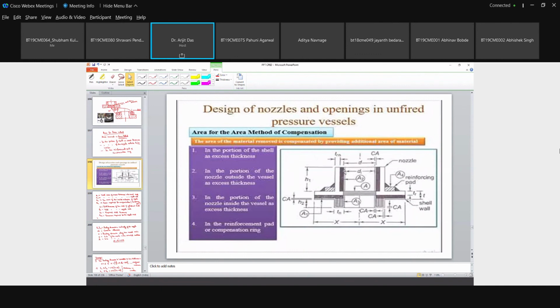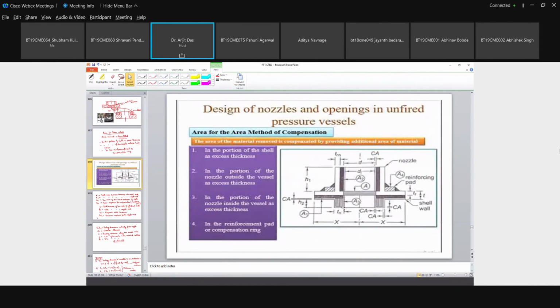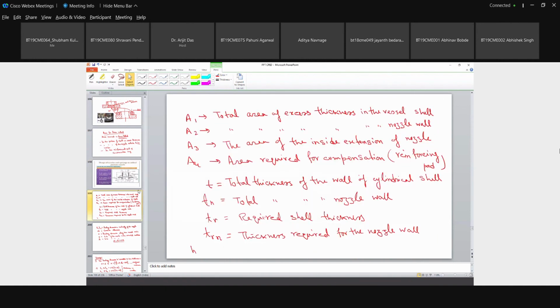And A2 is the excess thickness in the nozzle wall. A3 is the extension of the nozzle at the bottom, inside the vessel. And A4 is the excess thickness in the form of a reinforcement pad. So these are the 4 places where we can add the area.